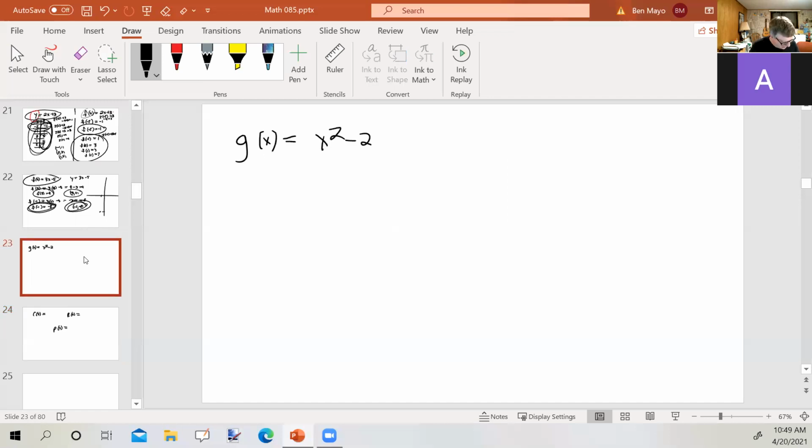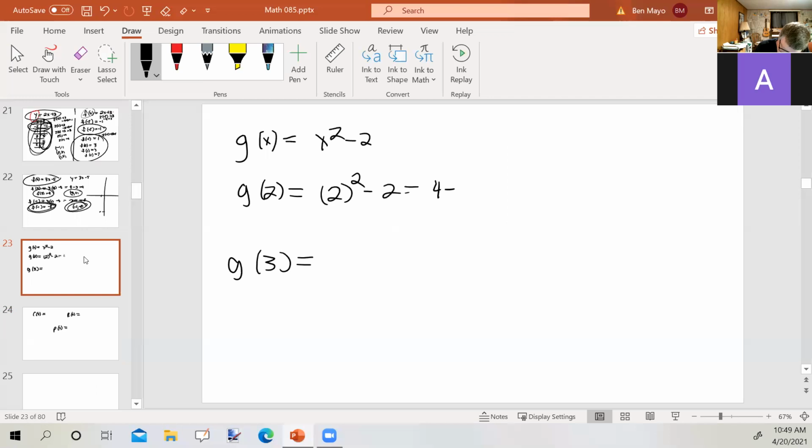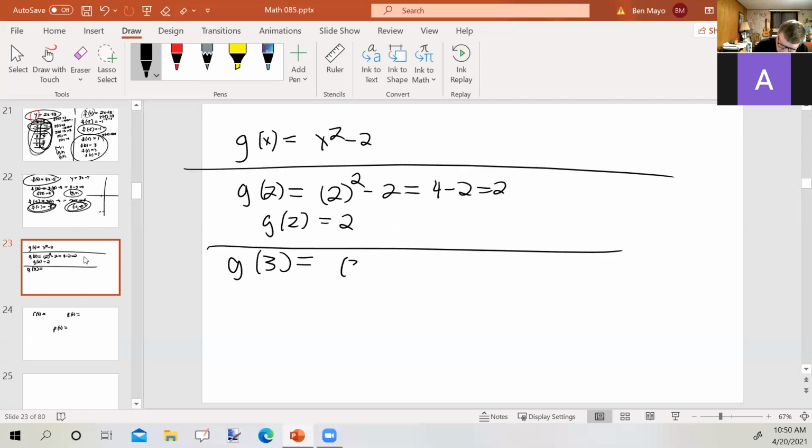All right, back to our example. G of x equals x squared minus 2. We are to find g of 2 and g of 3. So g of 2 would become 2 squared minus 2, which is 4 minus 2, which is 2. So g of 2 equals 2. G of 3 would be 3 squared minus 2, which is 9 minus 2, which is 7. So g of 3 equals 7. All righty. Again, any question on those examples? Okay, we'll continue then.